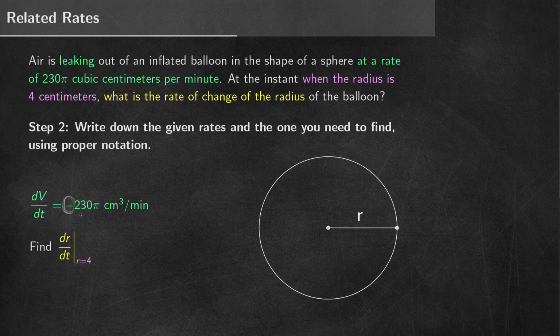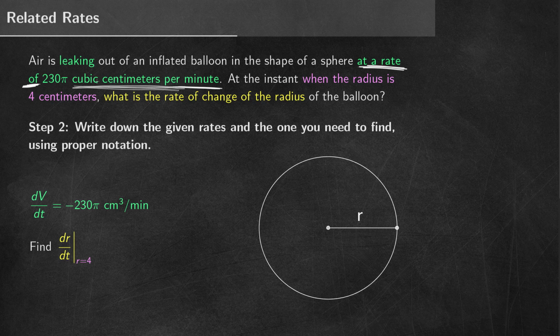The problem's not going to tell me that it's negative. I just have to infer that from the fact that air is leaking out. So it's leaking out at a rate of. And as soon as you see at a rate of, we know we're talking about a derivative. So at a rate of 230 pi cubic centimeters per minute. And the units here are a huge clue as to what rate it's describing, because nowhere here does it say volume, but it is describing volume. And our clue is that the units are cubic centimeters.